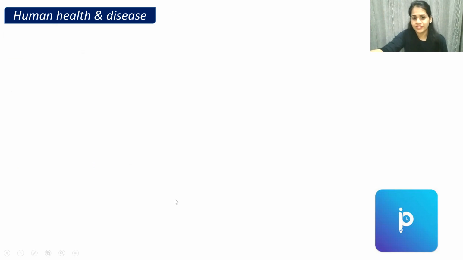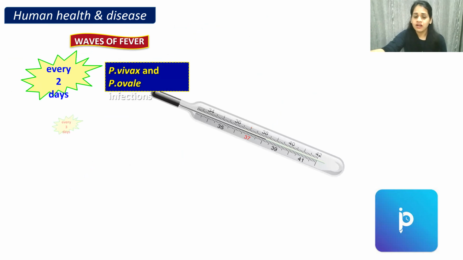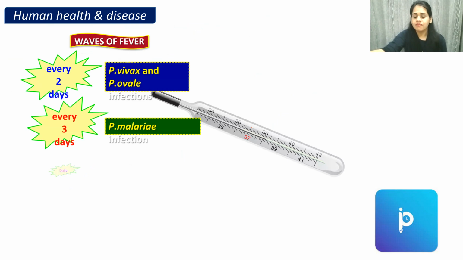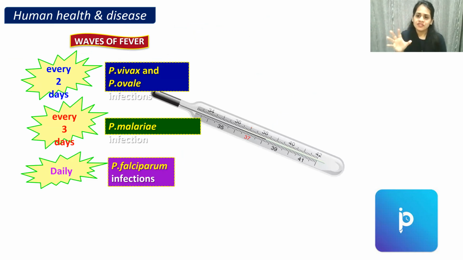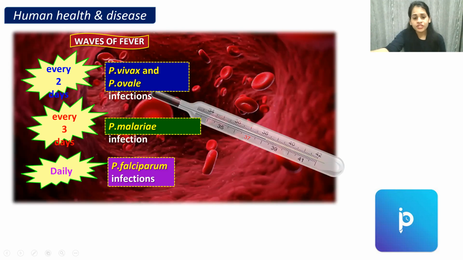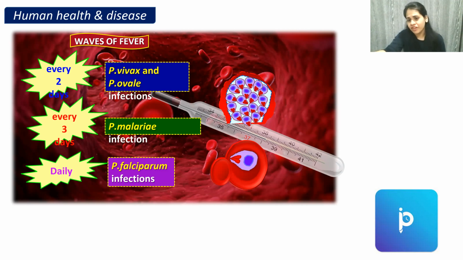Now the waves of the fever occur every 2 days in Plasmodium vivax and ovale, every 3 days in Plasmodium malariae, and daily in Plasmodium falciparum. So this is an estimation: every 2 days you're going to have fever in vivax and ovale, every 3 days in malariae, and daily in falciparum. I've already told you that falciparum is the most severe infection. I have also told you when the classical wave of fever arises: when the RBC is ruptured and the merozoites infect fresh RBCs. That is the time when you get a lot of fever.